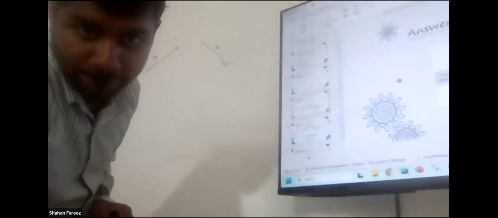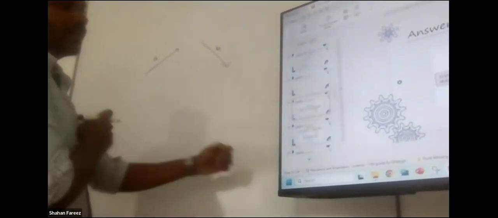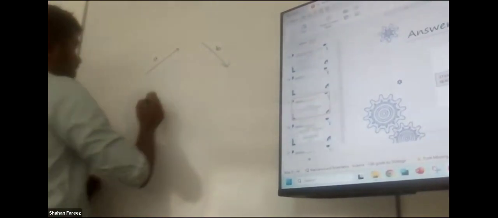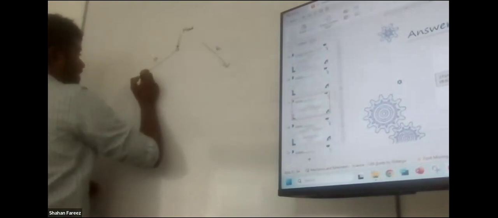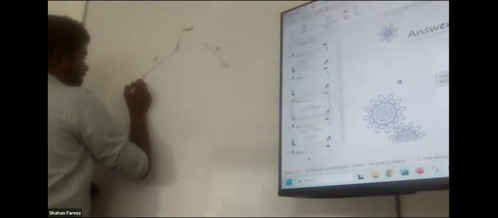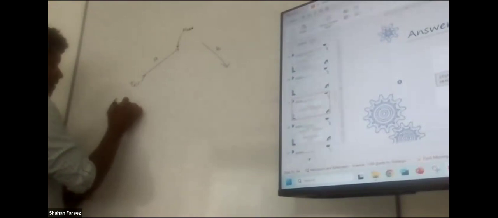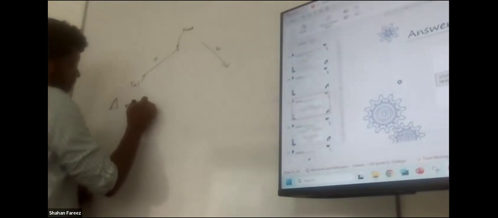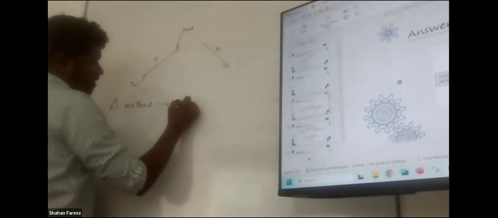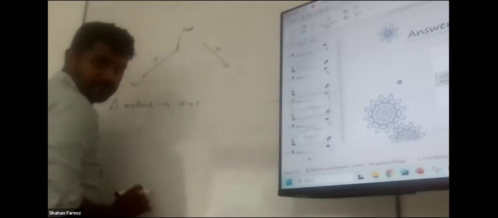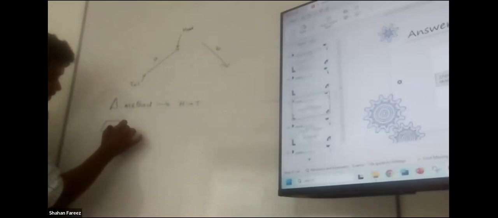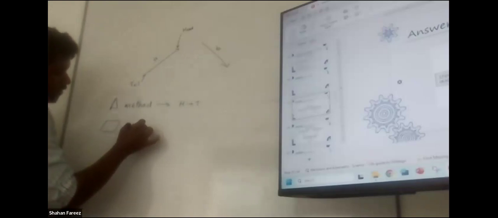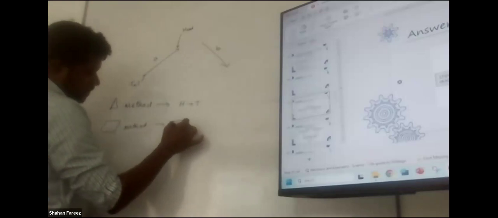So in this case, in the triangle method I told you this was the head of it, and this was the tail. So in the triangle method, we connected head to the tail. But in the parallelogram method, it's a little different. We connect tail to the tail, tail to tail.